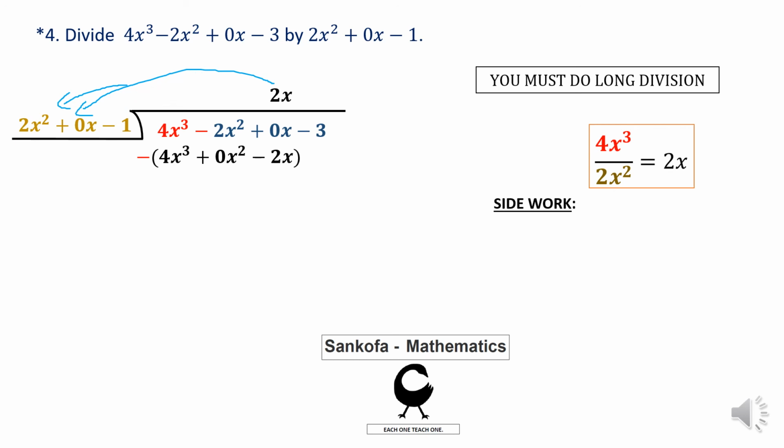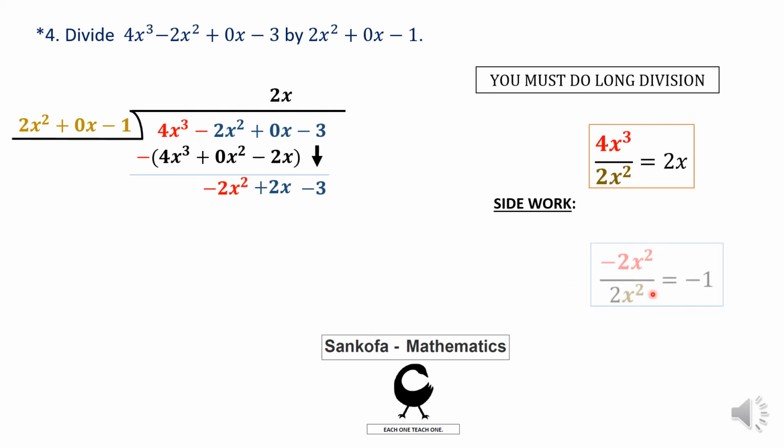All right, so now we are going to subtract, and what we are left with is negative 2x squared, and here 0 minus negative 2 is the same as positive 2x. So before I divide this 2x squared that I have in the divisor into this minus 2x squared, I'm first going to bring down this negative 3 here. And then I'm going to go back to my side work where I take the minus 2x squared and divide it by the 2x squared there. I get negative 1 as an answer, which comes all the way up there.